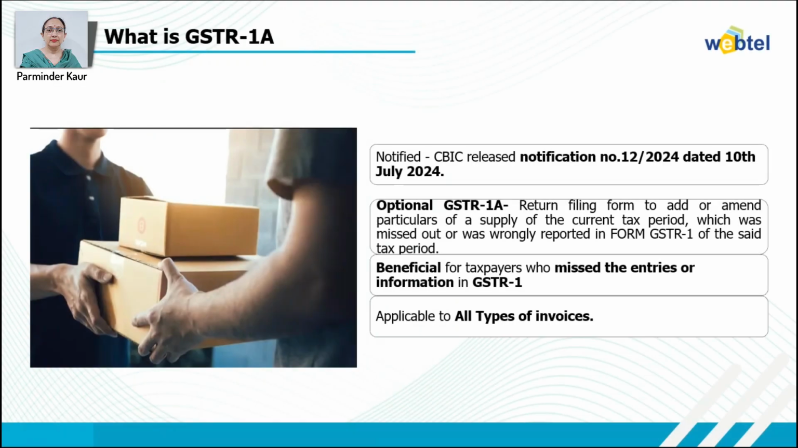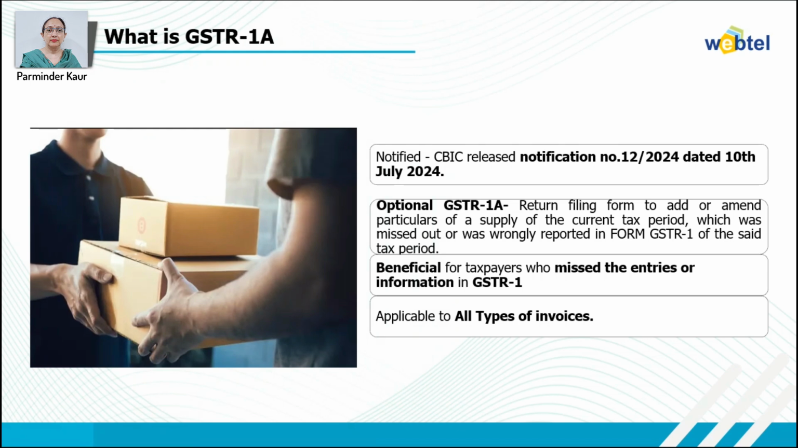Recently, CBIC released Notification Number 12/2024 dated 10 July 2024, which added a provision to Rule 59(1), reintroducing a new form, GSTR 1A. Additionally, CGST Rule 59(4A) specifies the details required in GSTR 1A.